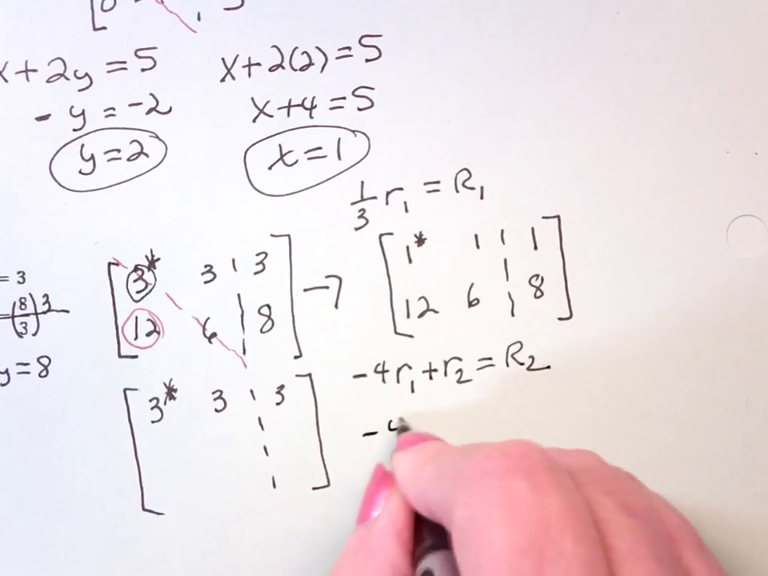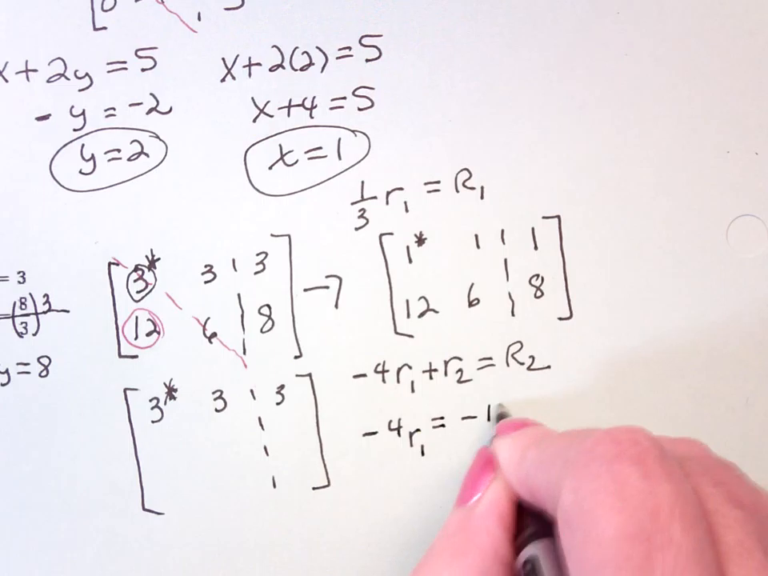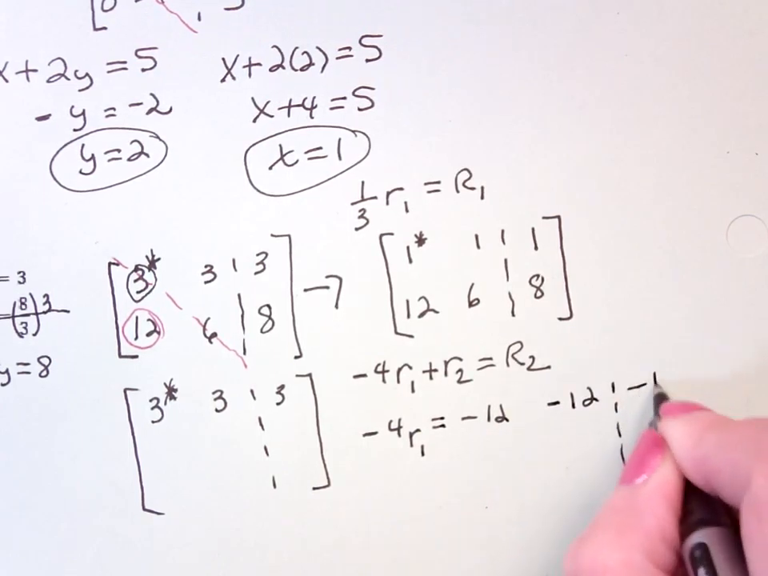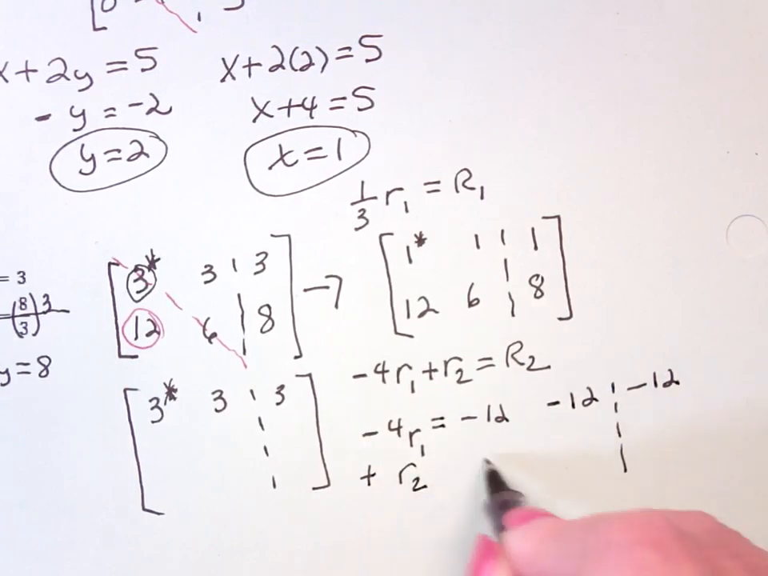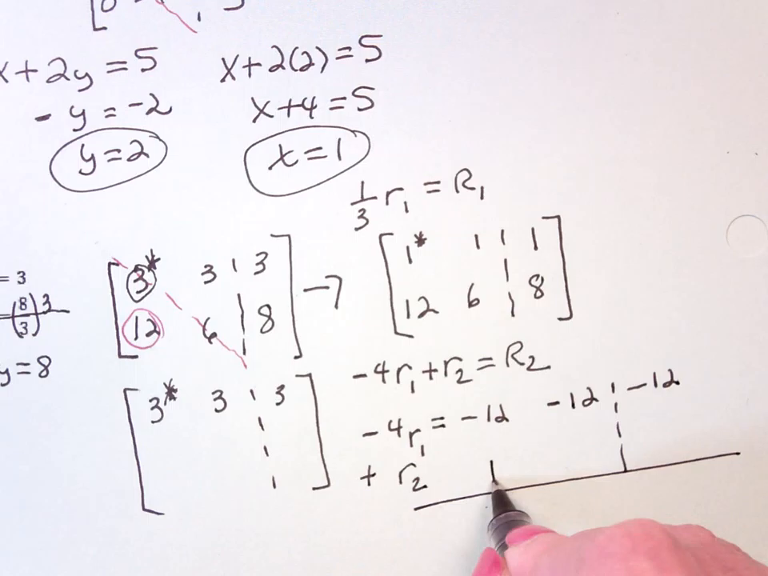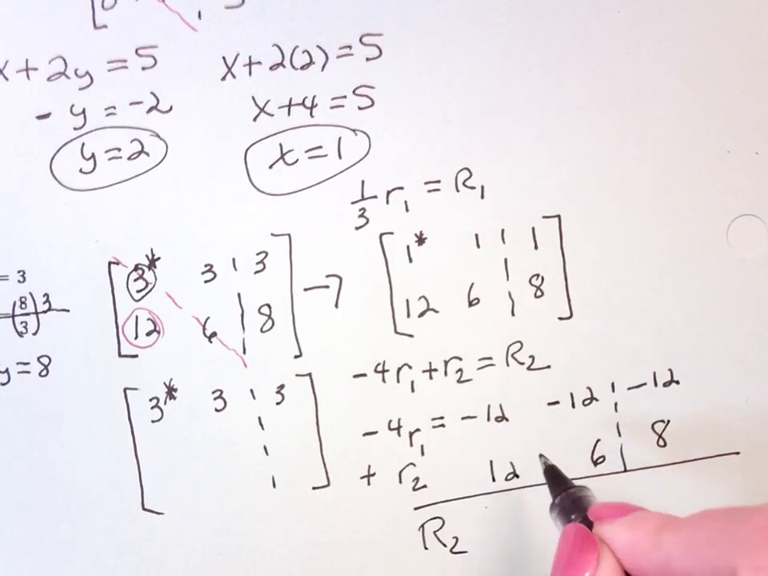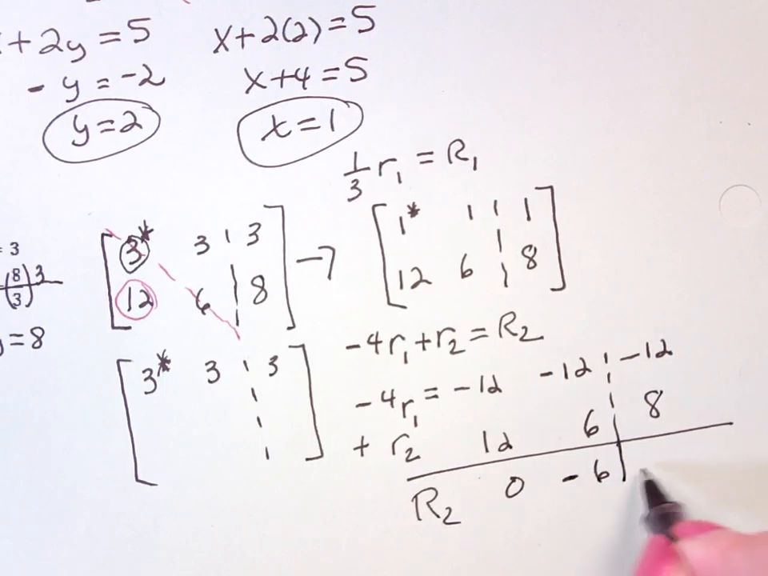So -4 times row 1 is -12, -12, -12. Add it to row 2, which is 12, 6, 8. Gives me a new row 2, which is 0, -6, -4.